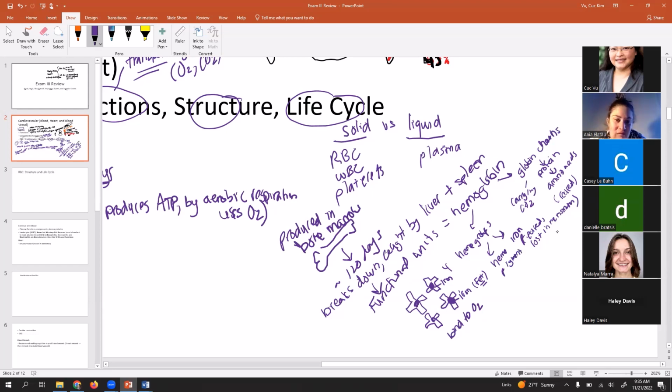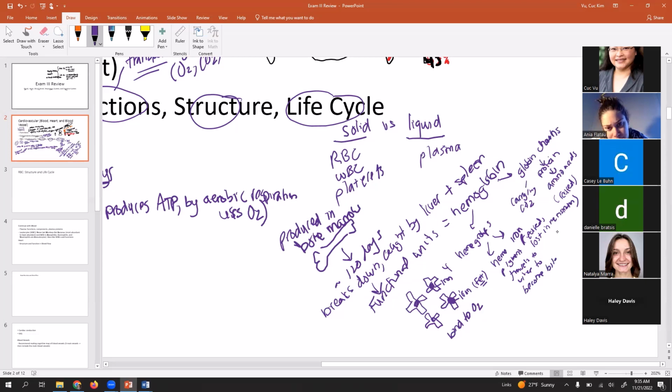And this pigment is actually going to travel to the liver. And when it travels to the liver, it's going to go through a series of changes. Biliverdin to bilirubin to bile. Have you heard of bile before? Yep. Gallbladder.